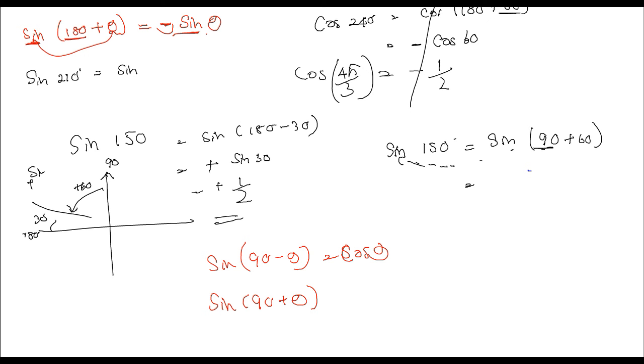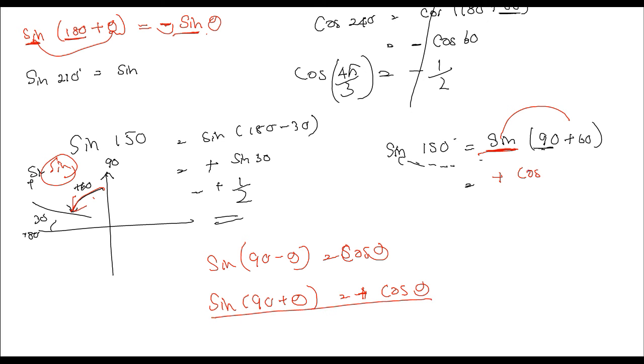If it's 90 plus, sine becomes cos theta. The sign of it would be the sign of sine, so sine is here, so it's positive. Now here 90 plus 60 becomes plus, because sine is positive in the quadrant, so 90 plus 60 is here, and then sine becomes cos from this rule, then 60 is there, so the answer would be plus cos 60, which is also half.